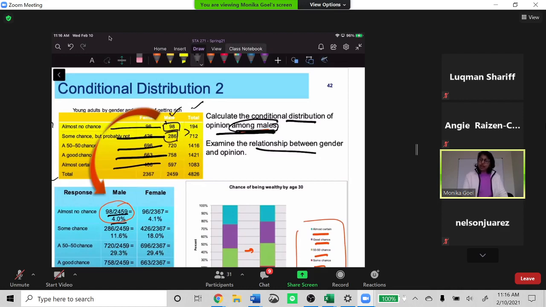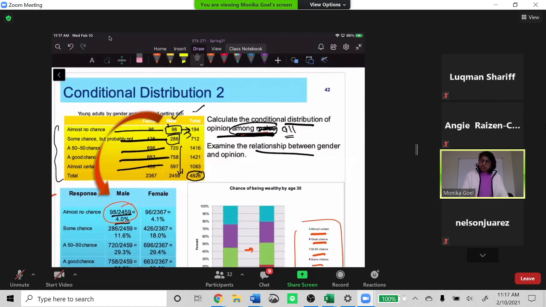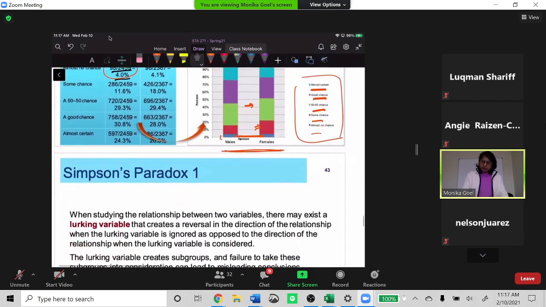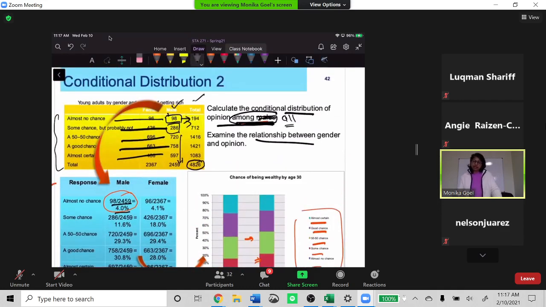But what should I divide with? Am I looking for among all? If I'm looking for among all, then I'm dividing it with this. And if I'm looking for among males, which is the question, then divide with this. And if it says among the people for that particular opinion, then you are dividing with this. So now you have three choices in the denominator, and you need to pick the right choice depending upon what exactly your question is asking. And then examine the relationship between gender and opinion. That will give you more idea.